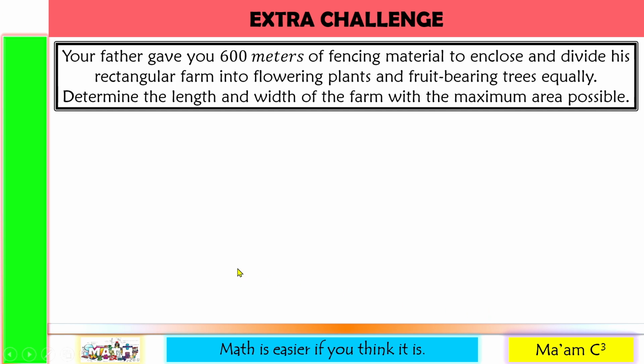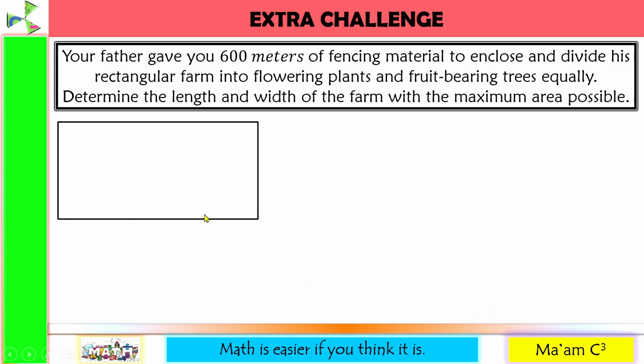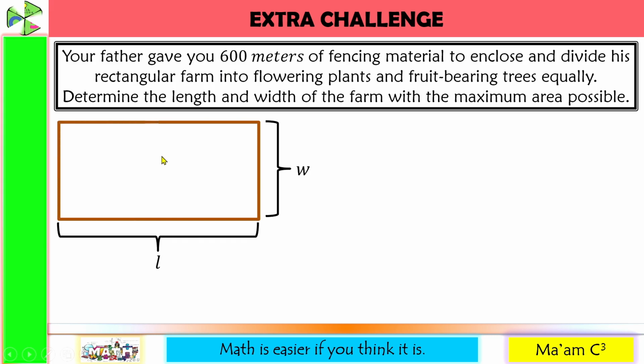First, let us construct a rectangular farm. Let us label this as our length and this one as our width. Your father gave you 600 meters to enclose. So we're going to enclose this rectangular farm and divide it equally into flowering plants and fruit-bearing trees. So we are going to divide this equally. Meaning the material that you are going to use to enclose this rectangular farm and divide it into two is equal to 600 meters.